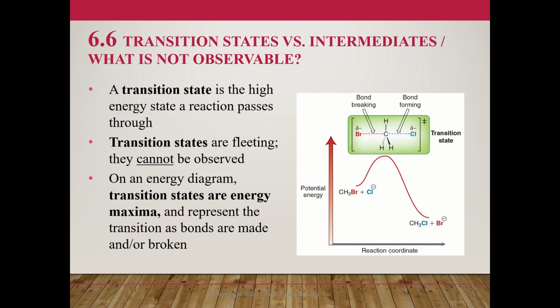The dashed bonds in this case are different from the dash bond of our 3D representation, like for dashes and wedges. In this case, our dashed bond is showing a bond that was already present but is starting to break apart. So in this case, that bromine carbon bond that was already present is starting to stretch. The carbon and bromine are starting to separate further and further apart, while that chlorine is starting to get closer and closer to the carbon, and a chemical bond is starting to form between the two.